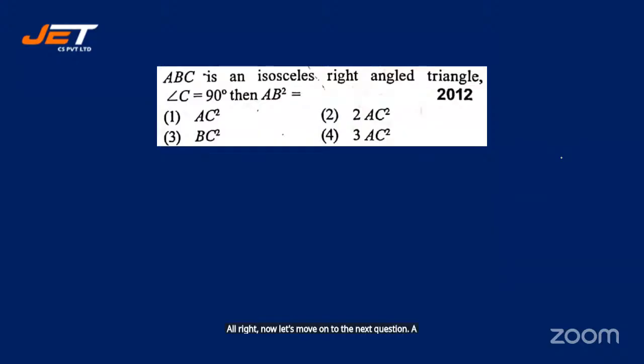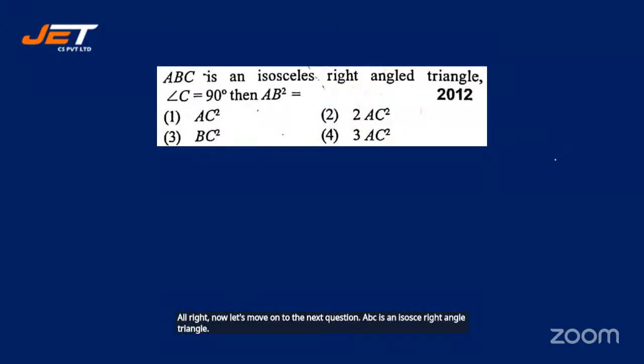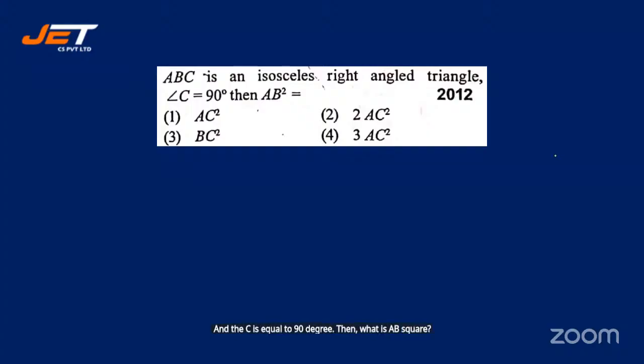ABC is an isosceles right angle triangle. Angle C is equal to 90 degrees. Then what is AB square? Quickly think over it and give me the answer, students. It's very simple, in fact. I'm sure you will be able to give me the correct answers.